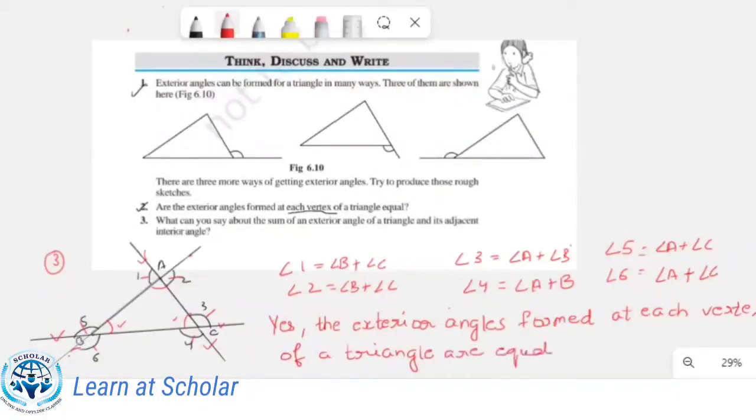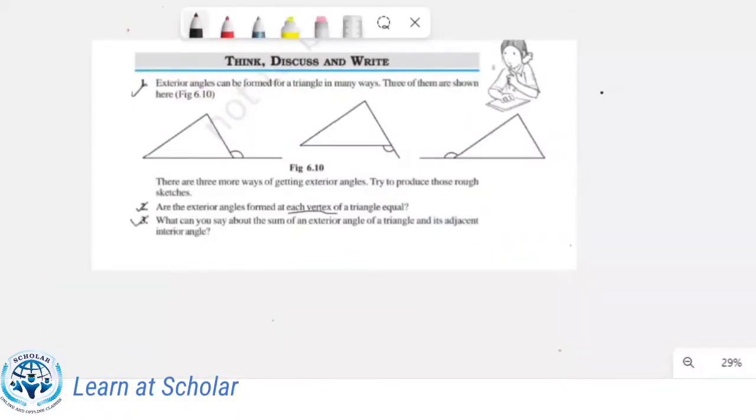If the question is like that, are all the exterior angles formed in a triangle equal? Then the answer will be no. They are asking at each vertex, so the answer is yes. Now the third question, what can you say about the sum of an exterior angle of a triangle and its adjacent interior angle? Let's find out.